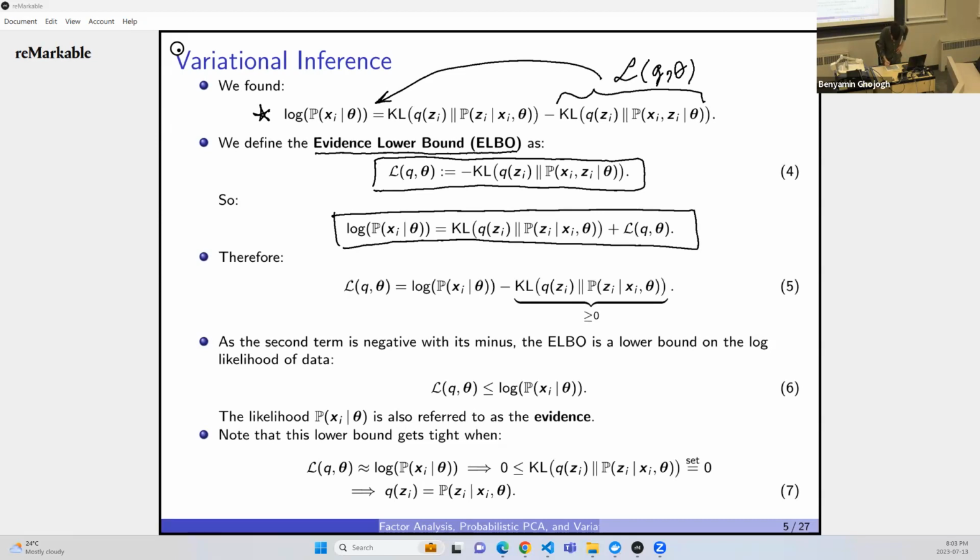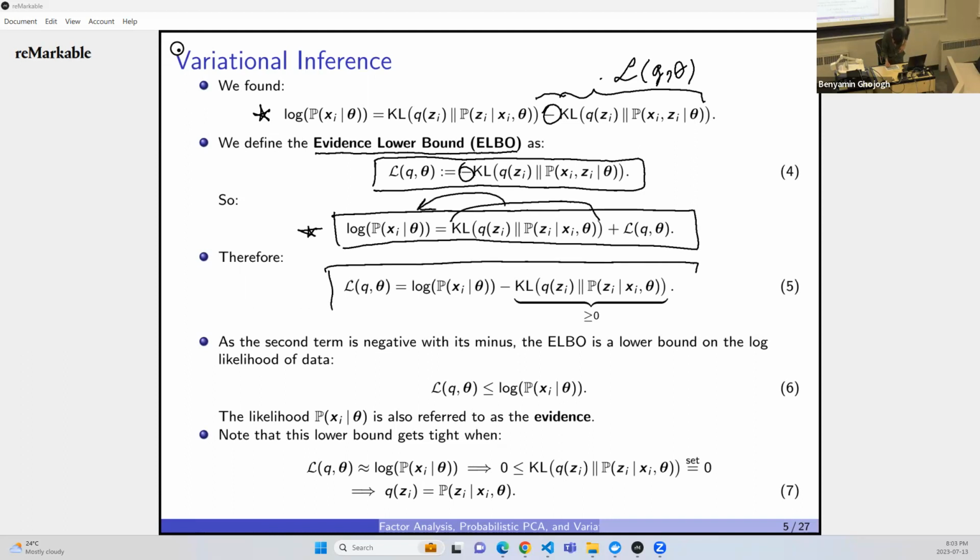No, sorry, I didn't rearrange. I apologize. Note that the minus here is in the definition of ELBO, so the whole thing is ELBO. I didn't rearrange it, so I have this. And now I rearrange it. Now I bring this to the other side. I will get this. So ELBO, which I defined here, can be restated as this.